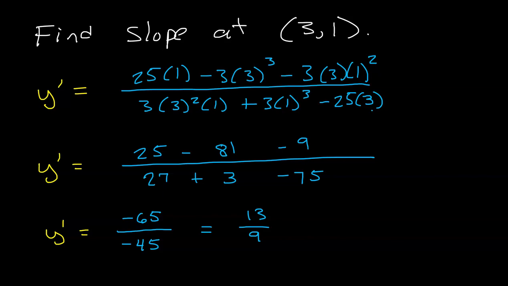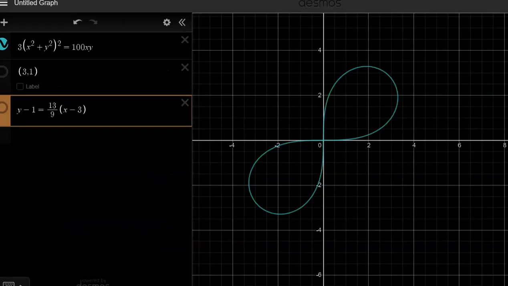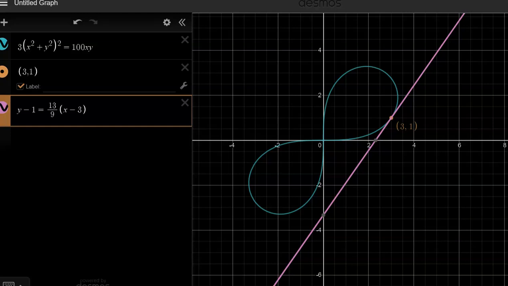Let's take a look at this graphically. So first of all, this is the graph of the equation 3 times x squared plus y squared squared equals 100xy. What a fun looking little graph. And here is the point 3 comma 1. And so you see I've set up the equation of the line through that point that has the slope 13 over 9. If you look over here on the left, the bottom equation, and as I turn that on, we see that this is the tangent line at the point 3 comma 1. So the slope is in fact 13 over 9.